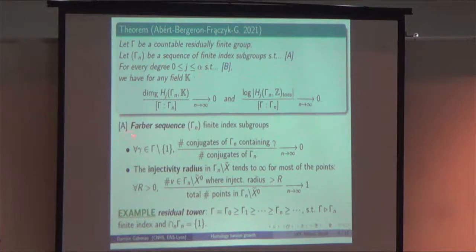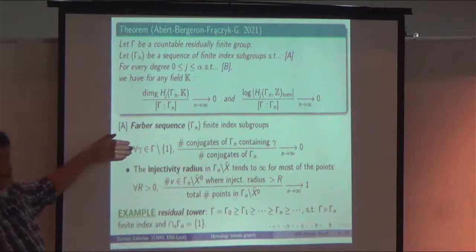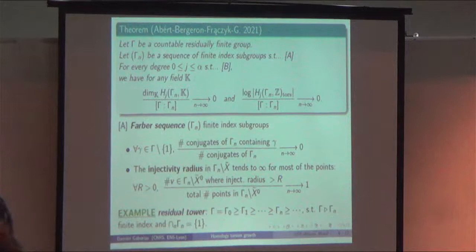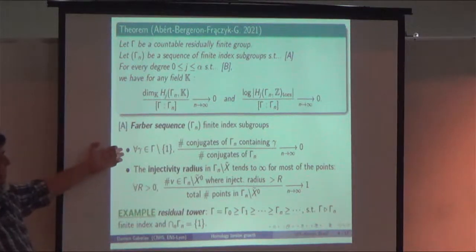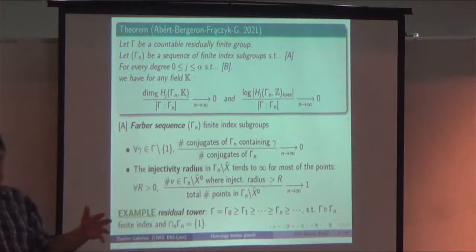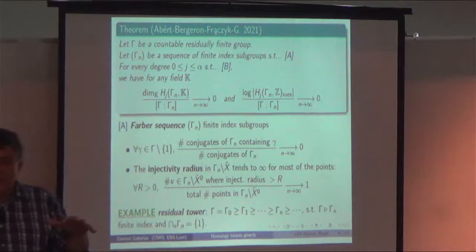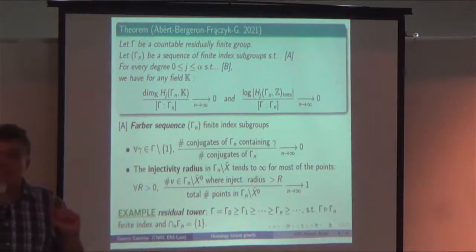So more generally, for a Farber sequence, there is this algebraic definition. You count, for every non-trivial element of the group, the number of conjugates of gamma n that do contain gamma, divided by the total number of conjugates. And you want this to tend to 0 for every non-trivial element. Okay? In geometric terms, this means that the injectivity radius tends to infinity from most of the base points.